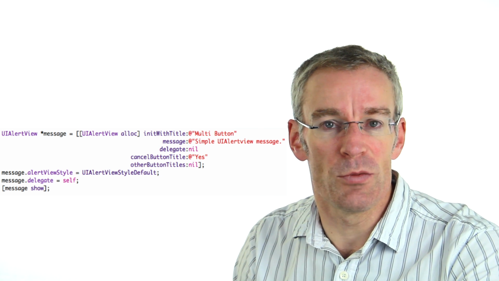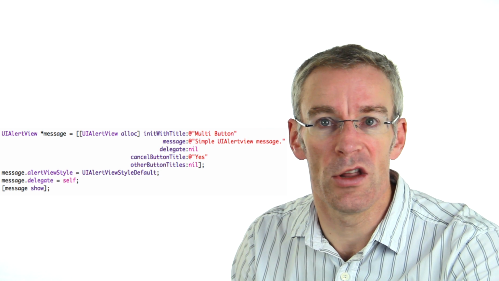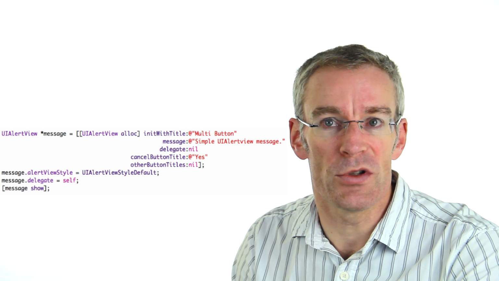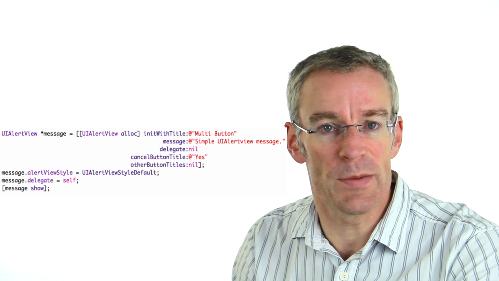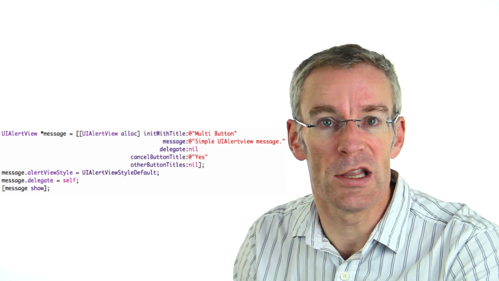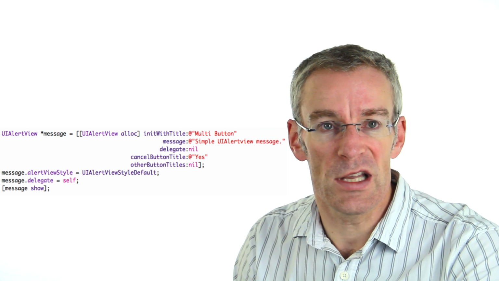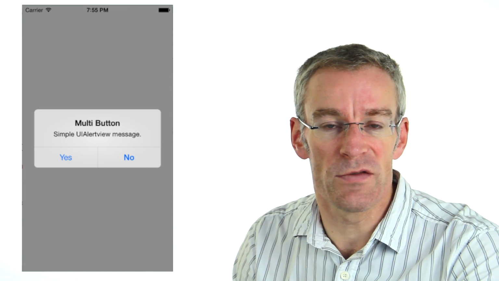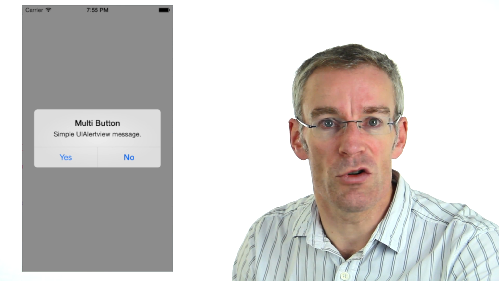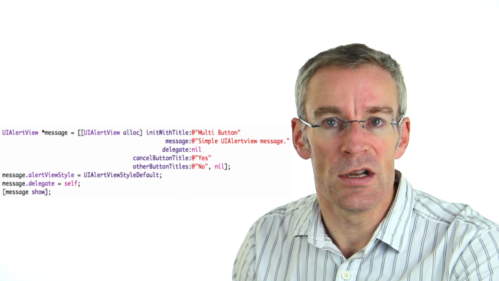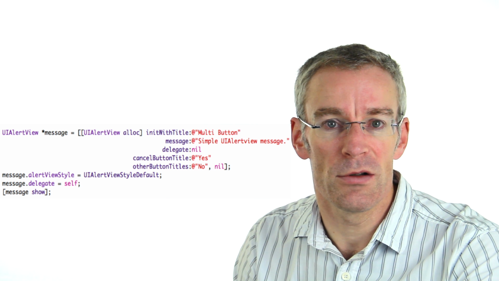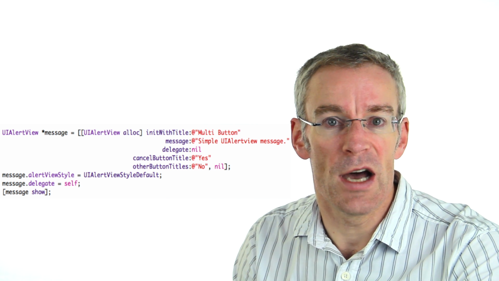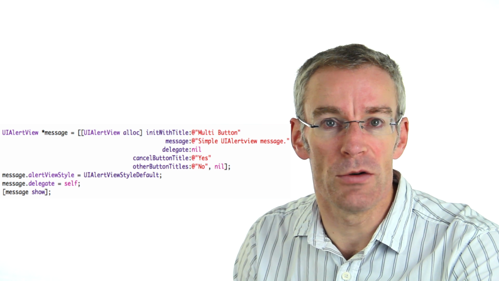There has to be a cancel button title, and then you can have one or more other buttons. In this example, other button titles nil means there's only the one cancel button. Once we've done that, we specify the style, which in this case is UIAlertViewStyleDefault. We tell it who its delegate is, and then we call the show method. If you want to create a more advanced version with more buttons, the process is almost identical. The only difference is that for the other button titles property, you pass it the text you want to appear on the button, and then you put nil at the end to specify there are no additional buttons.